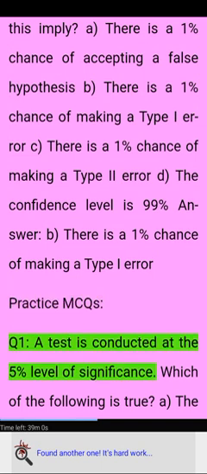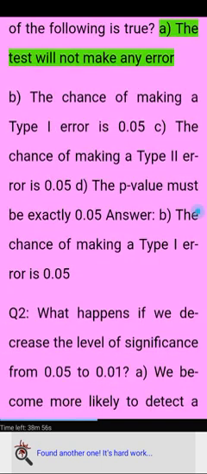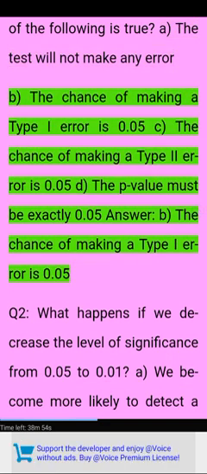Practice MCQs. Q1. A test is conducted at the 5% level of significance. Which of the following is true? A. The test will not make any error. B. The chance of making a type 1 error is 0.05. C. The chance of making a type 2 error is 0.05. D. The p-value must be exactly 0.05. Answer. B. The chance of making a type 1 error is 0.05.